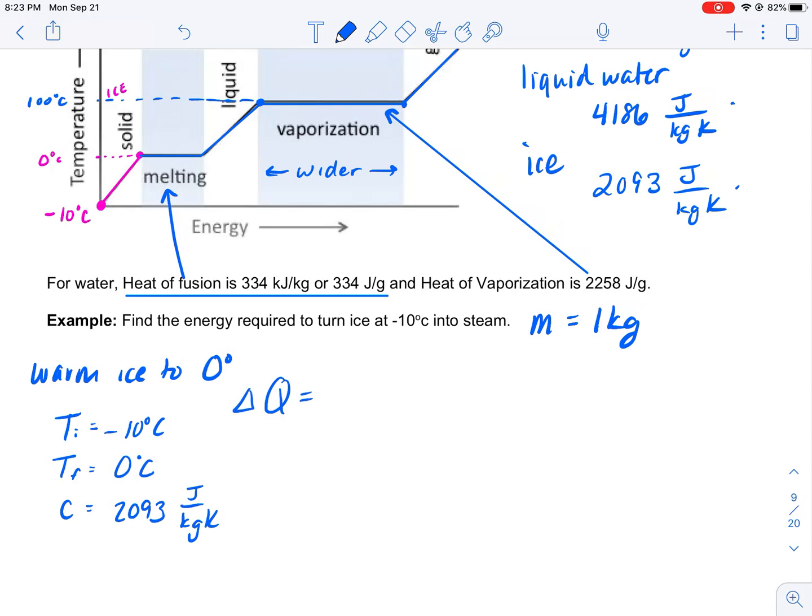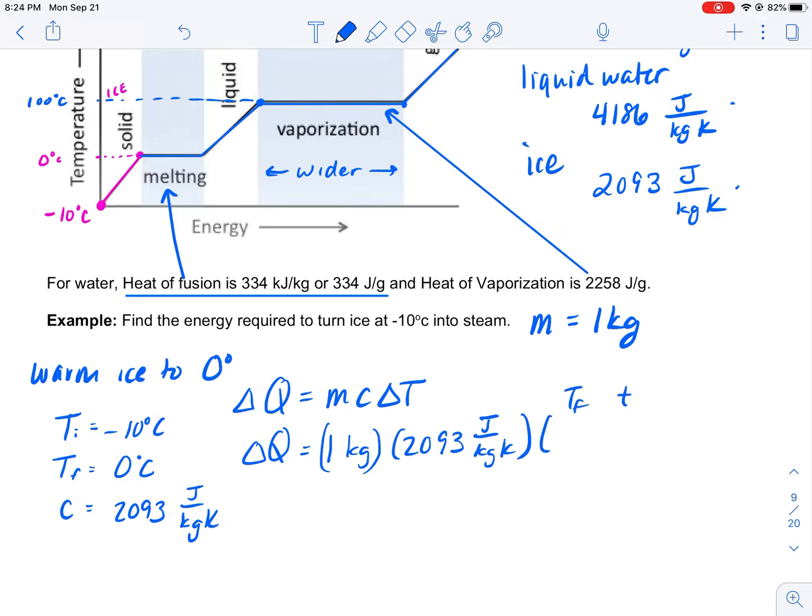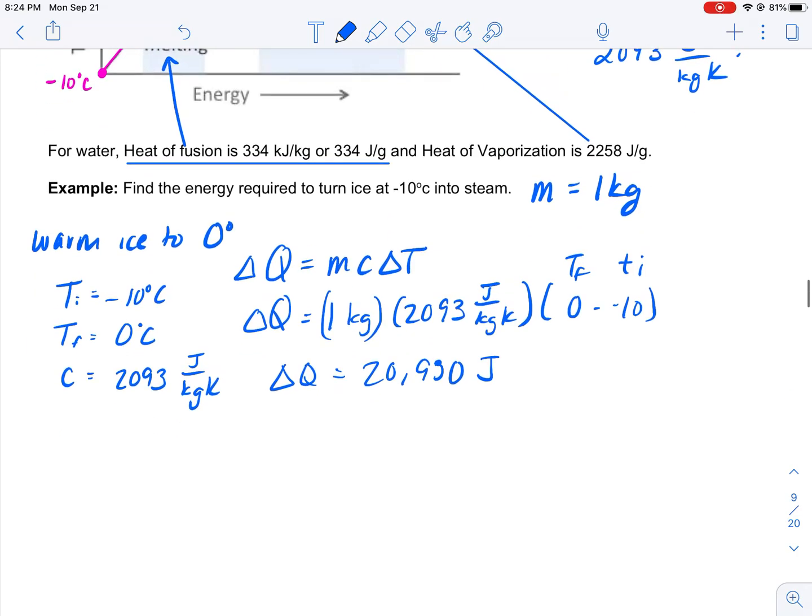Okay, so the amount of energy needed to warm 1 kilogram of ice from negative 10 to 0 degrees, I'm going to use the specific heat equation. The mass is 1 kilogram. The specific heat is 2,093 joules per kilogram Kelvin. And the change, the final minus the initial, is going to be 0 minus negative 10, so that's 10. When I multiply that out, I'm going to get 20,930 joules.